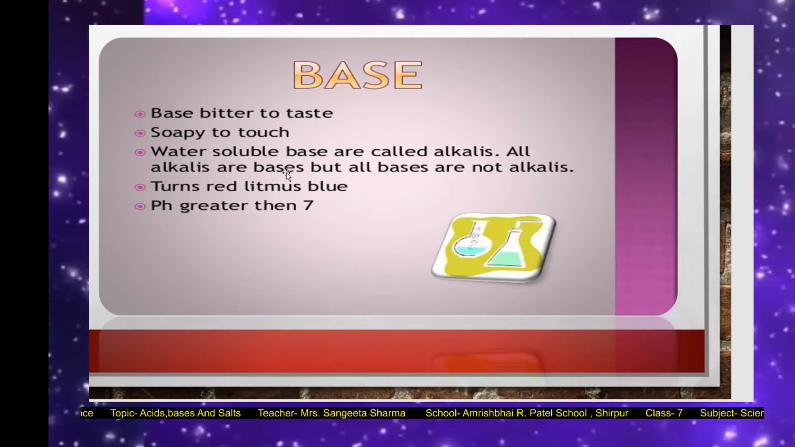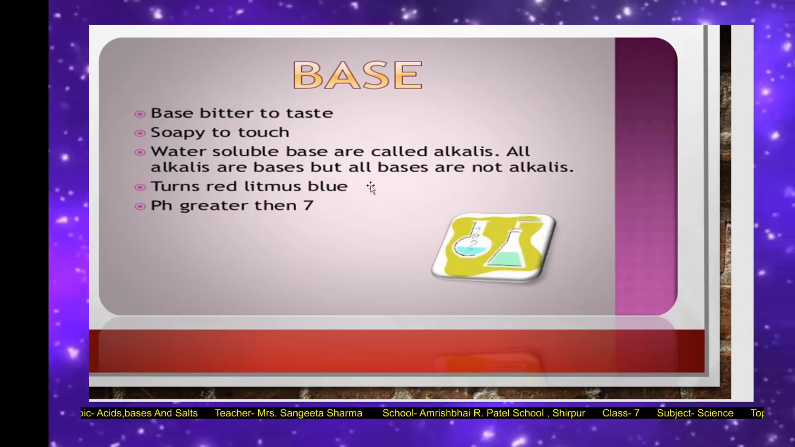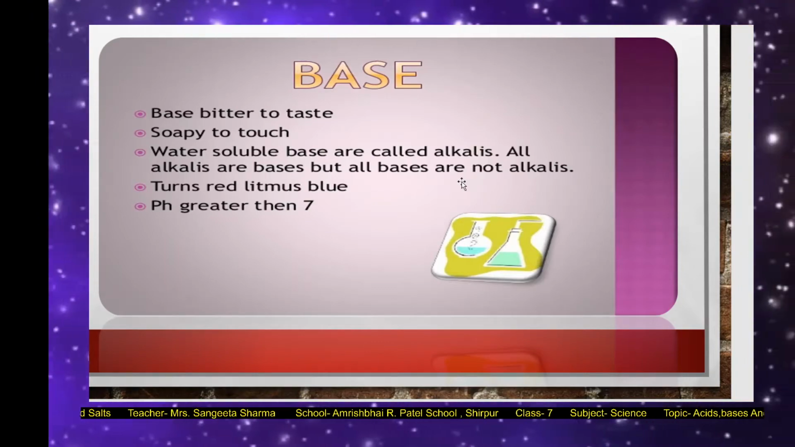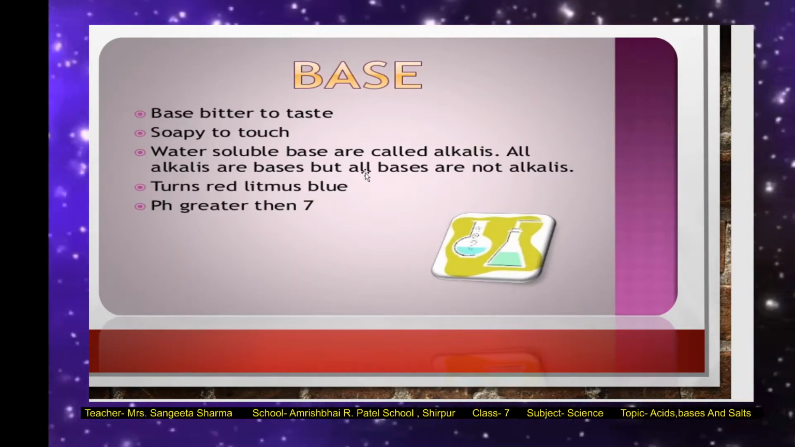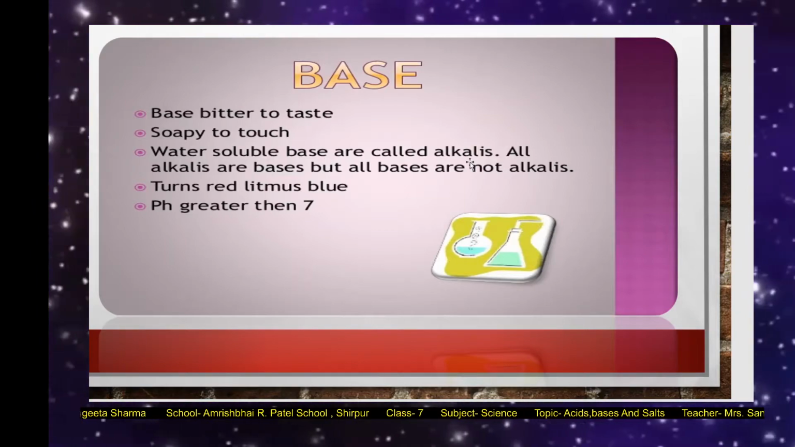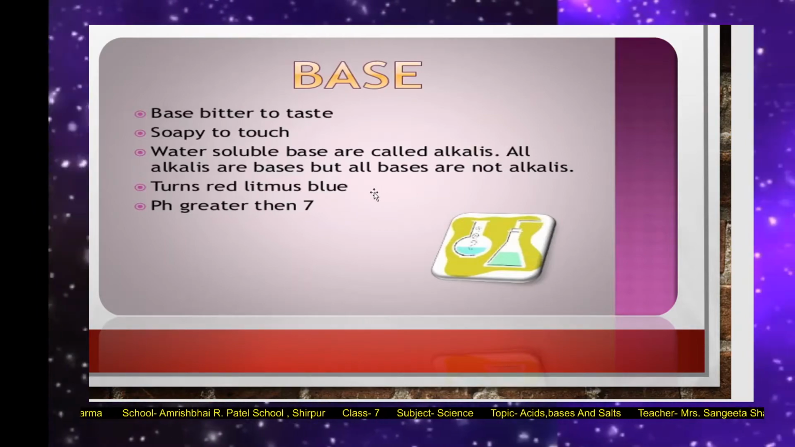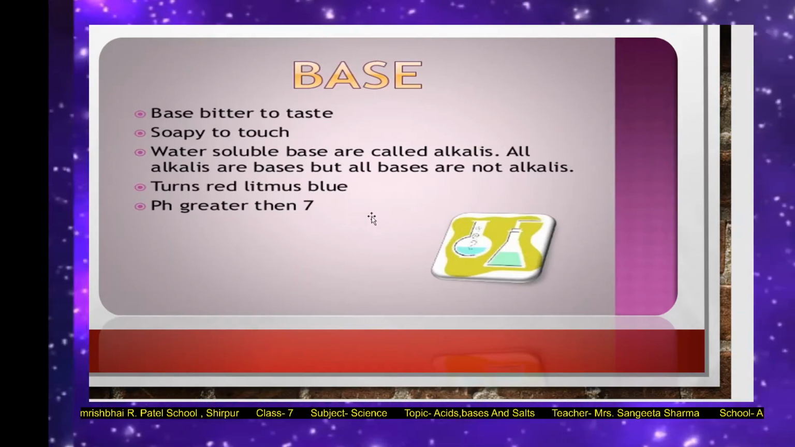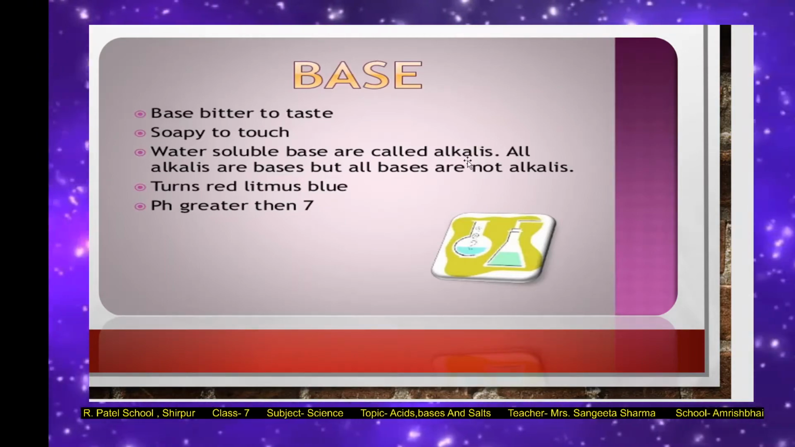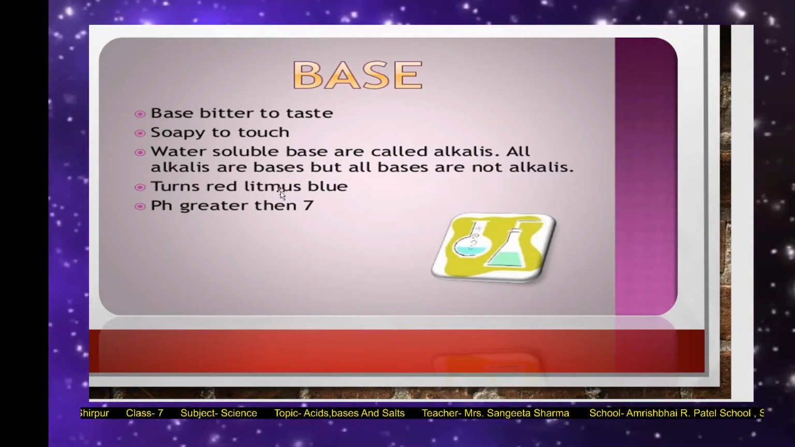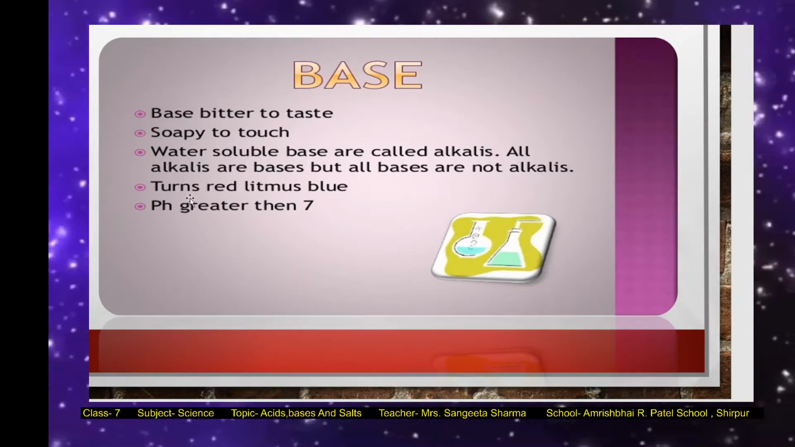So all alkalis are bases, but all bases are not alkalis. Why? Because not all bases can dissolve in water. Those which are soluble in water are called alkalis. The rest of the substances are called bases because they have the property of a base, but they don't have the property of an alkali, that means they are not soluble in water. Now, what is the next property of the base?